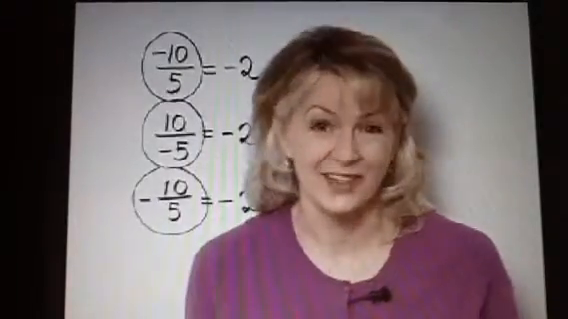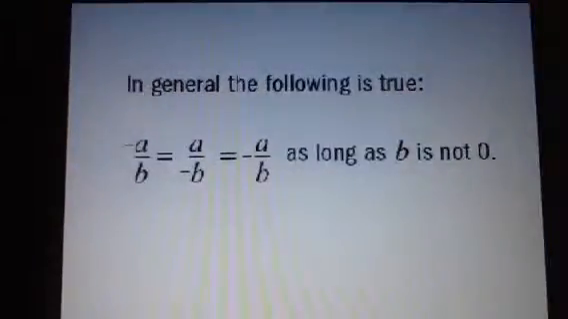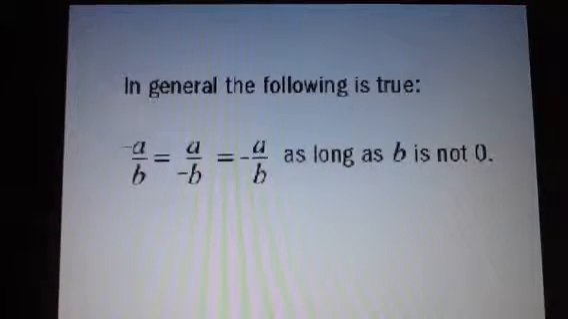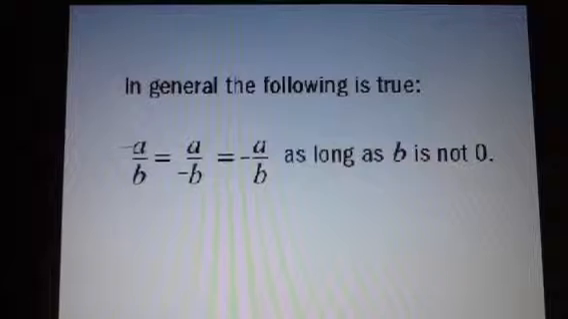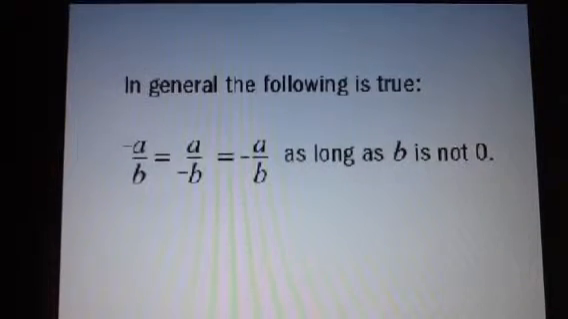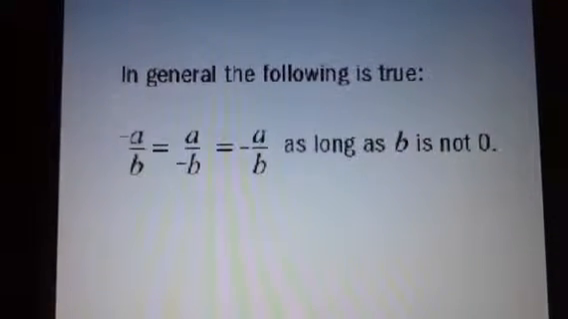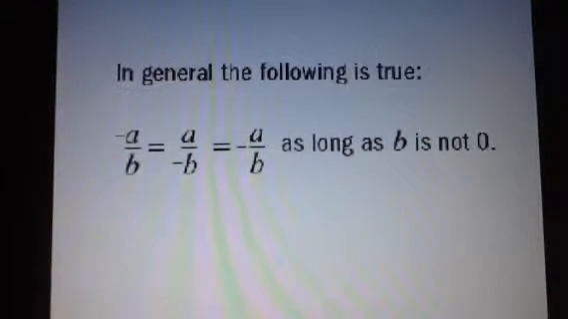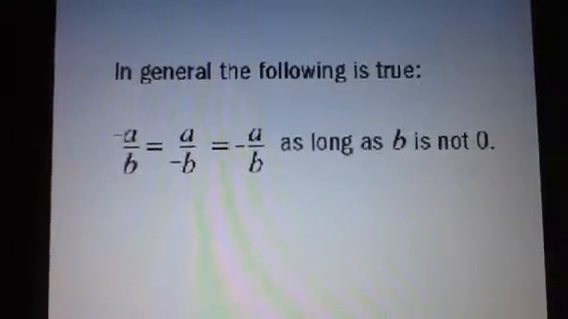Let's look at this in general. In general, the following is true: negative a over b is equal to a over negative b is equal to negative of a over b, and of course this is as long as b is not equal to 0. Keep that in mind as we work with fractions.